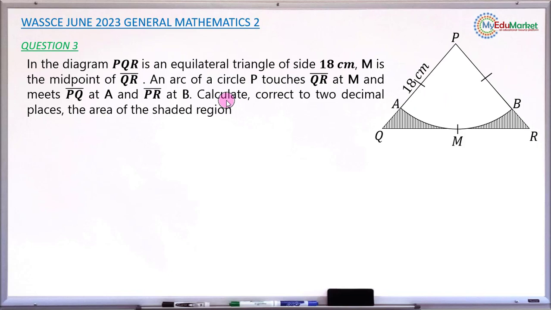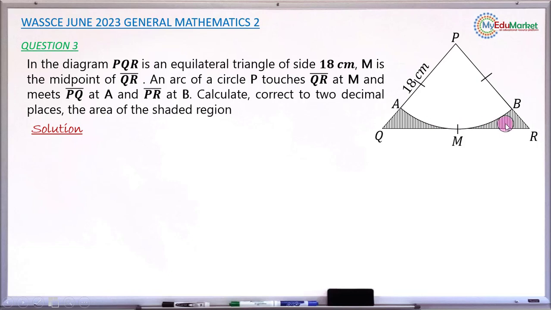So the question asked here is to calculate, correct to two decimal places, the area of the shaded region. These two regions here are the ones we want to find the area of. So let's attempt to answer this very question together.